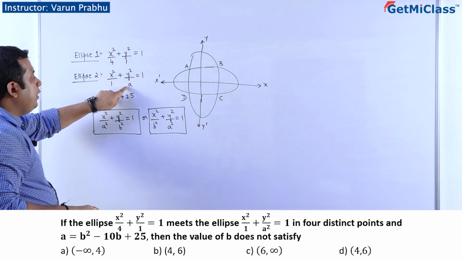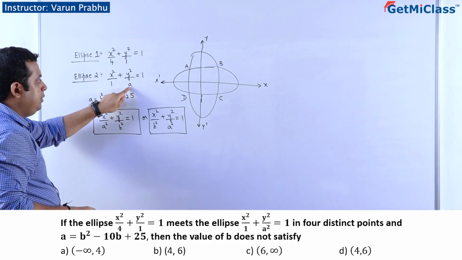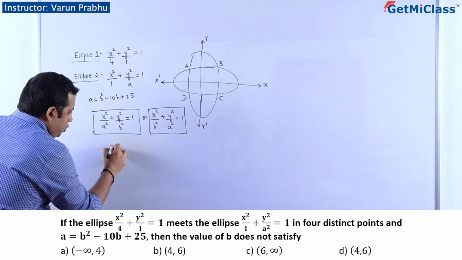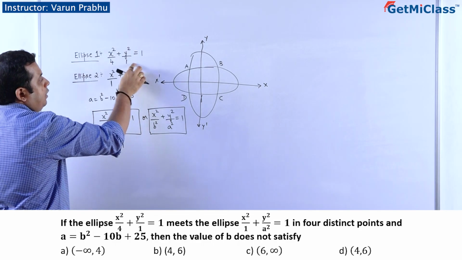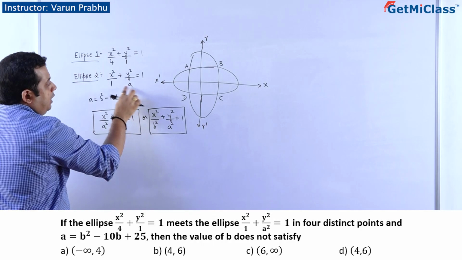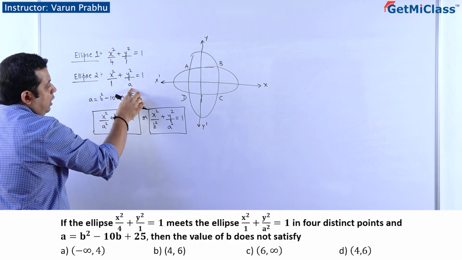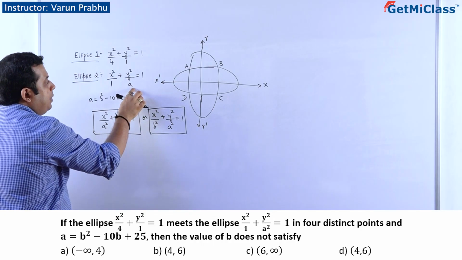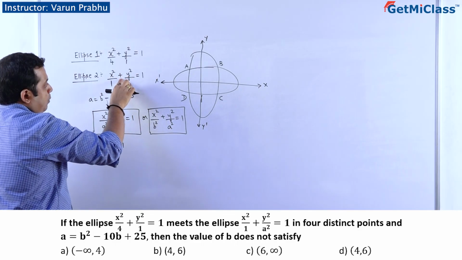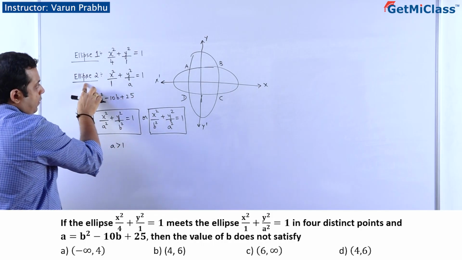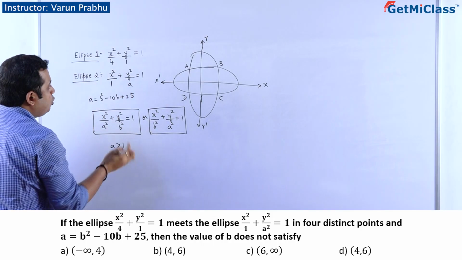So definitely when you look at this particular value of a, it is understood that a value should be greater than 1. Why? It cannot be an equilateral ellipse, that is, 1, it should be greater than 1. If it is less than 1, then it will become a hyperbola, it will not become an ellipse, correct? So a has to be greater than 1.